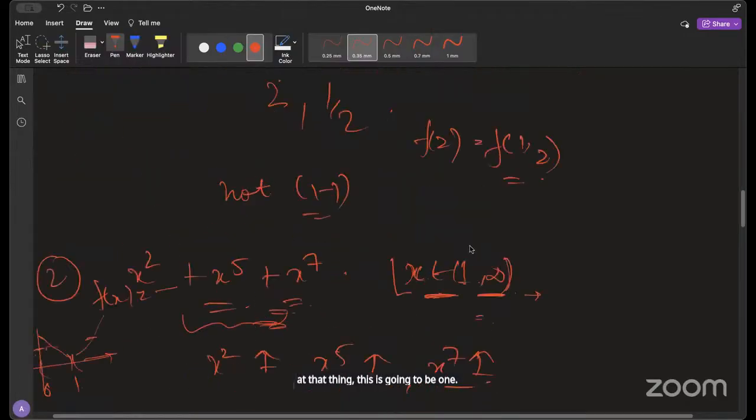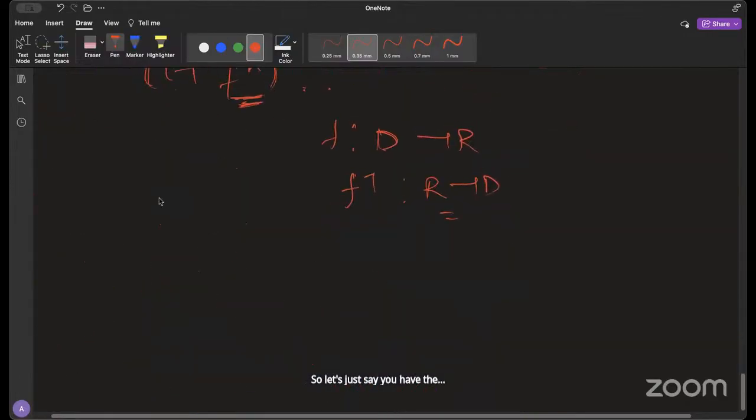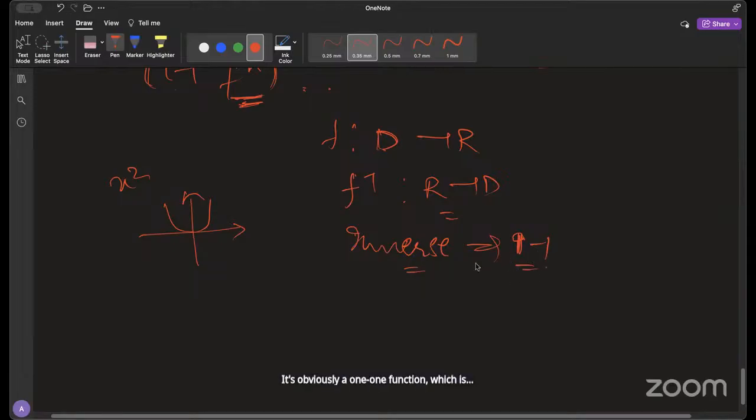So for example, you have x square. Now this function is obviously not 1-1, and it's not invertible either, right? If you have an inverse, it's obviously a 1-1 function, because for the function to be invertible, you need it to be both 1-1 and onto, right?